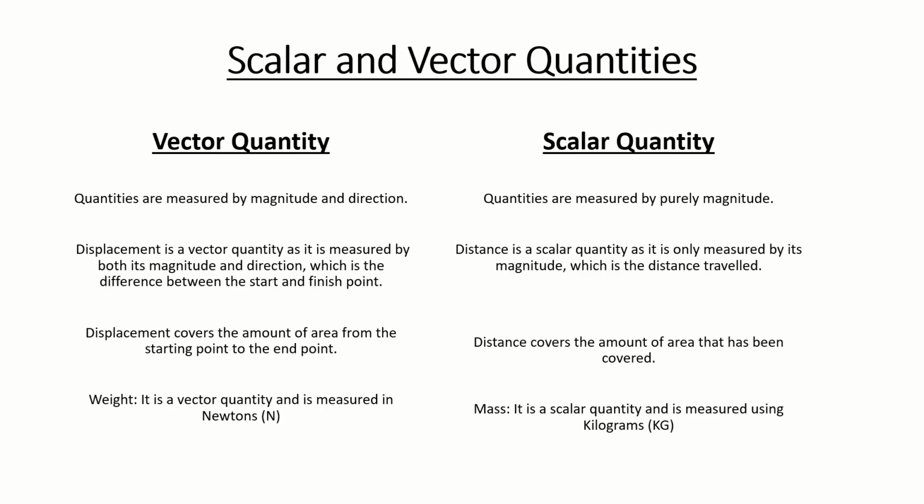Contrastingly, a scalar quantity is only measured by its magnitude, such as the distance travelled by the athlete at any one point. Another example of a vector quantity is weight. Weight is a vector quantity and is measured in newtons, which can be represented by the N symbol. On the other hand, another example of a scalar quantity is mass. Mass is measured using kilograms, which can be shown with the symbol kg.